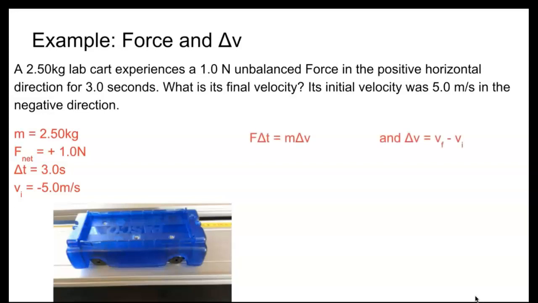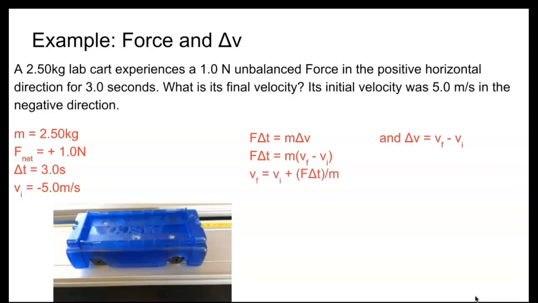I would go with this. The force times delta T equals the mass times delta V, and I know delta V is V final minus V initial, so I can say that the force times delta T equals the mass times V final minus V initial. And if you look at that equation right there, I have the force, I have the delta T, I have the mass, and I have the V initial.